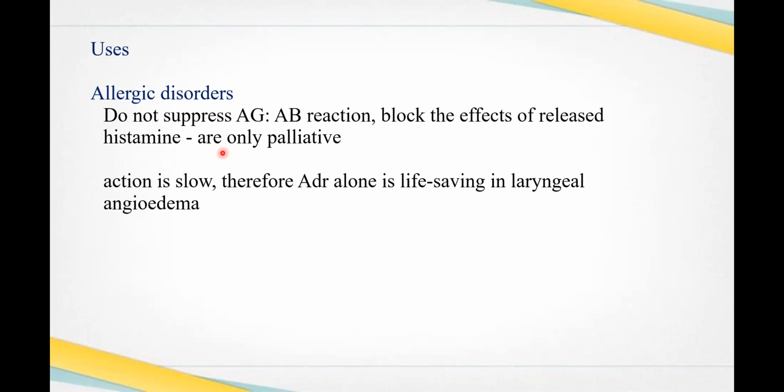Now coming to uses, already you know the uses, but the number one use of antihistamines is in allergic disorders. But antihistamines give only symptomatic or palliative relief. They won't suppress the antigen antibody reactions. They will block only the effects of the released histamine. In most allergic anaphylactic reactions, a lot of histamine will be produced. And adrenaline is the physiological antagonist of histamine. So this may be one question for your viva also: the physiological antagonist of histamine is adrenaline.